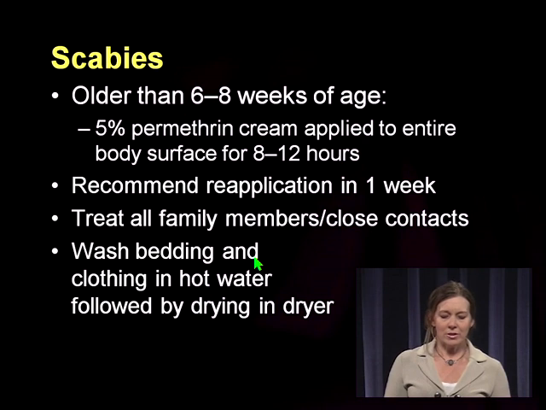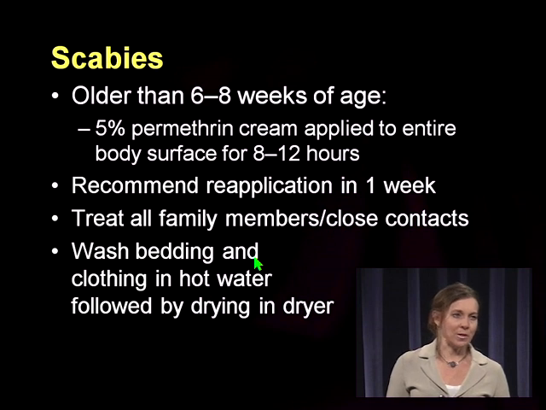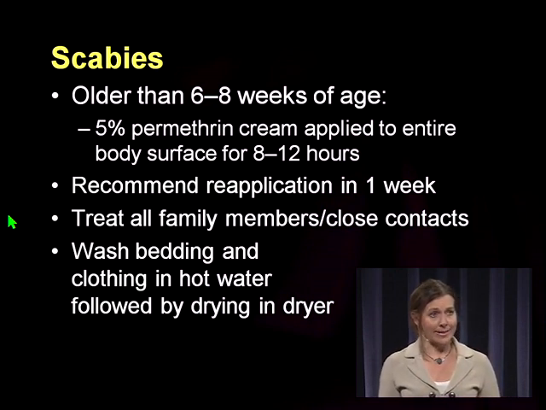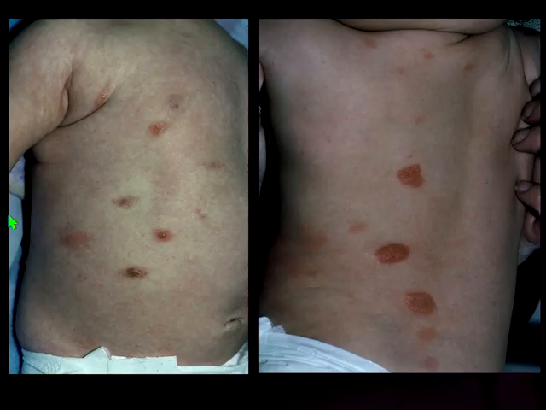So in regards to treatment, standard of care is to use 5% permethrin for infants that are older than 6 weeks of age. For younger infants and pregnant females, we usually use precipitated sulfur mixed in an ointment-based emollient. You want to treat the affected patient twice: treat them and then repeat the treatment in 1 week. You want to treat all family members and close contacts, and also make sure they're doing the appropriate laundering precautions.